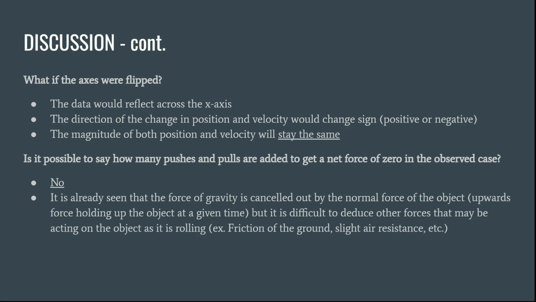Is it possible to determine how many pushes and pulls on the object to get a net force of 0? The answer is no. Because there is already a net force of 0 on the object, that being the cancellation of the force due to gravity by the normal force of the object held up by the ground, other forces will be much more difficult to figure out as the object rolls.